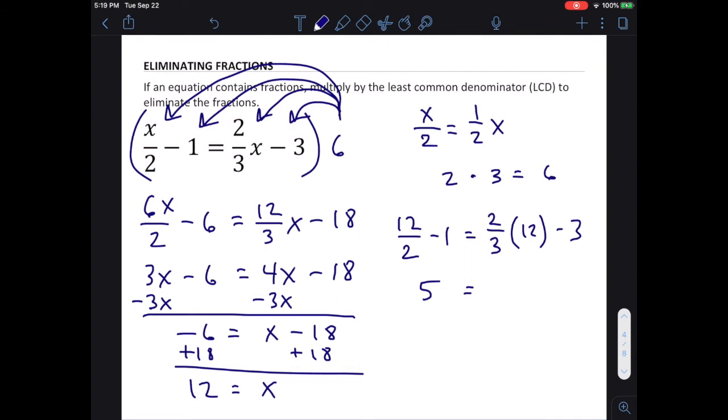And then 2/3 times 12. So if we remember back to when we learned about multiplying fractions by numbers, the numerator multiplies, the denominator divides. So we have 2 times 12 is 24. 24 divided by 3 is 8. So we have 8 minus 3, and 8 minus 3 is 5. So we end up with 5 is equal to 5. So I can be confident that my 12 is the correct answer. All right, let's keep rolling.